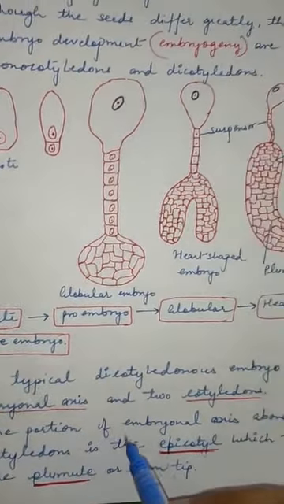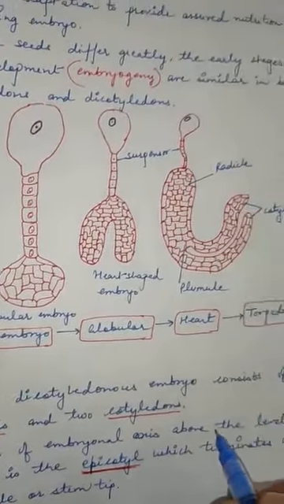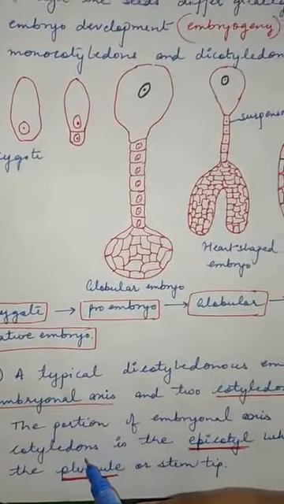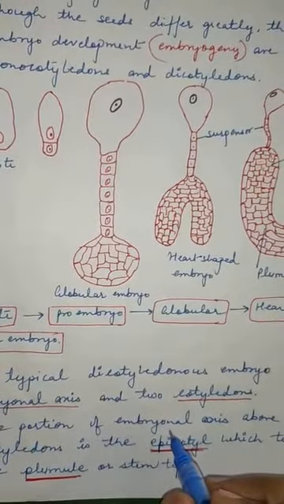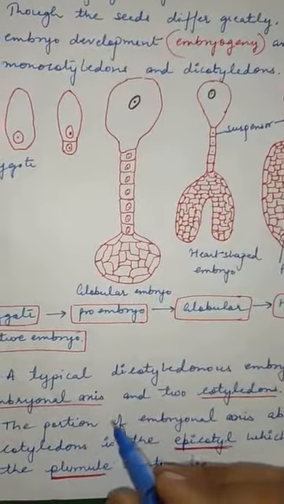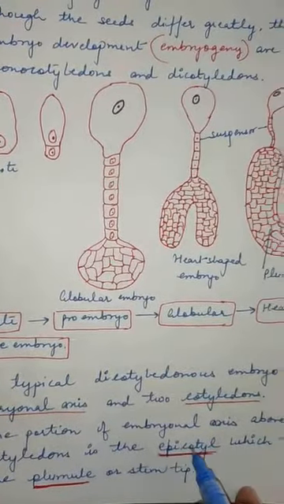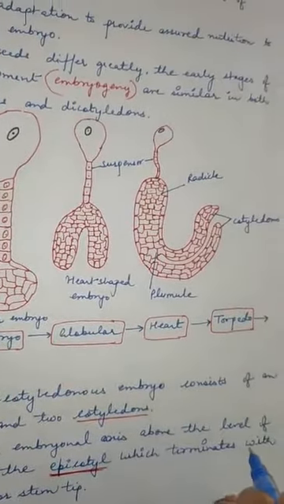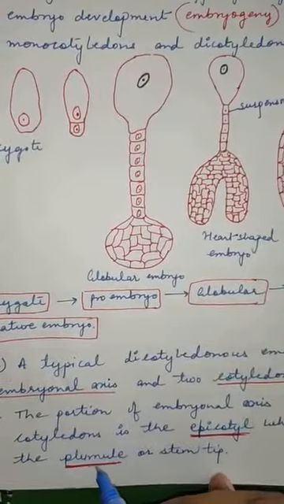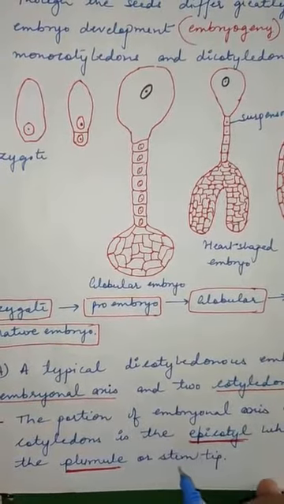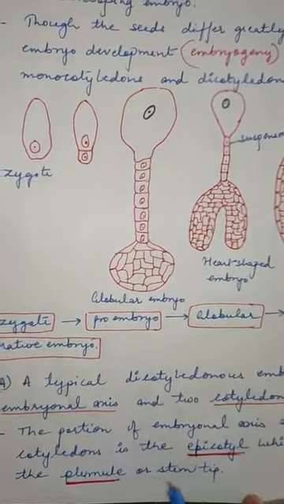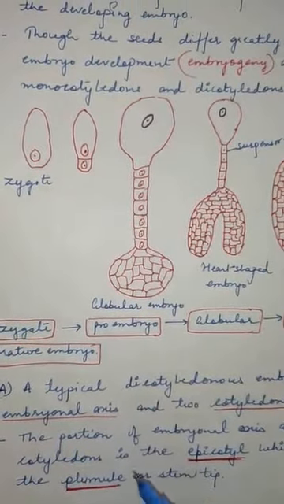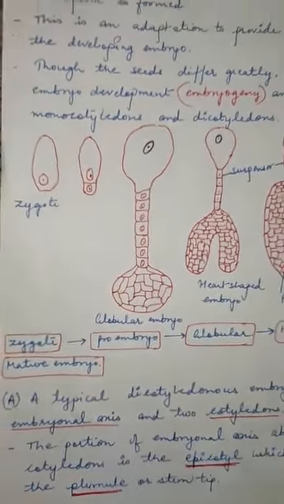The portion of embryonal axis above the level of cotyledons is the epicotyle, right? So the portion of embryonal axis which is above the level of cotyledon is the epicotyle, which terminates with the plumule or the stem tip. Where does it finish? The plumule or stem tip. I will show you the diagram, then you will be able to understand it clearly.